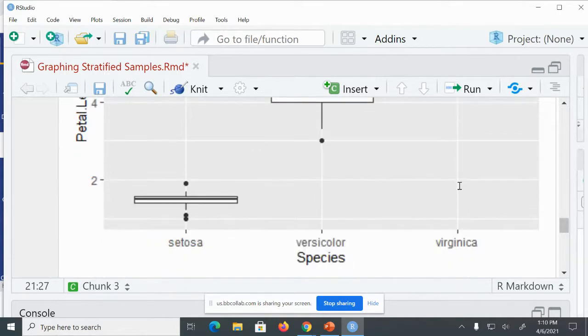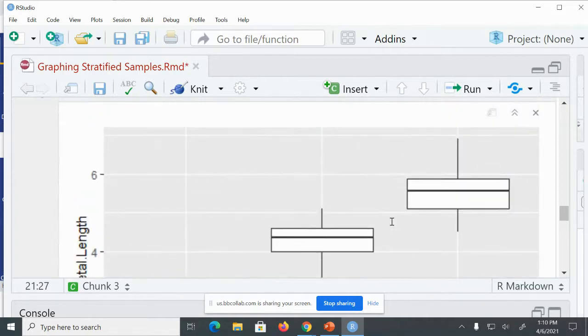So here's what that plot looks like. These are grouped by species. And just to refresh your memory, this horizontal line in the box plot is the median. The lower boundary of the box is the first quartile. So that's the value such that 25% of the data is below that and 75% is above. The top of the box is the third quartile. So 25% of the data is above it, 75% is below. And then the whiskers extend to the maximum and minimum non-outliers.